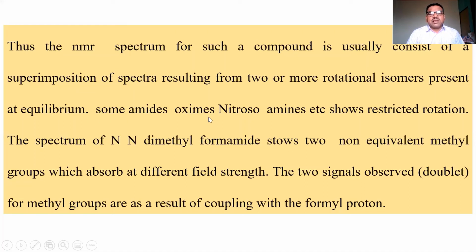Some amide, oxime, nitroso, amine, etc. Now you will have the question: which type of compound will not show free rotation? You can say amide, then oxime, then nitrosamine, because nitrogen contains a lone pair of electrons, and that lone pair is transferred to the next carbon atom, especially onto the oxygen atom or heteroatom, and instead of having a single bond, it makes a double bond by the movement of the pair of electrons, and therefore it shows restricted rotation.